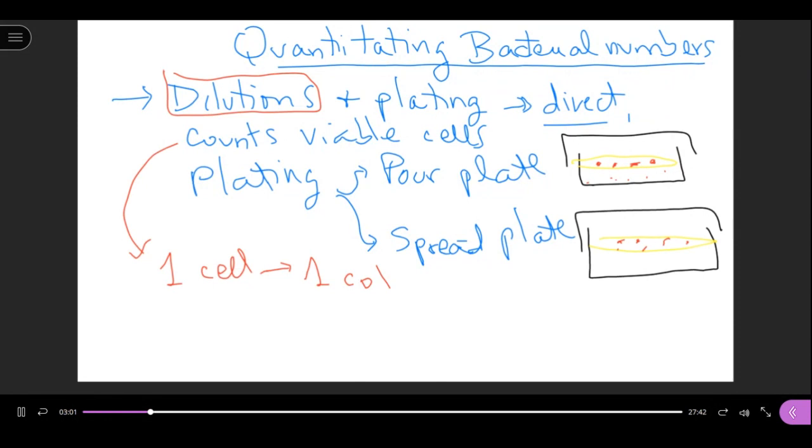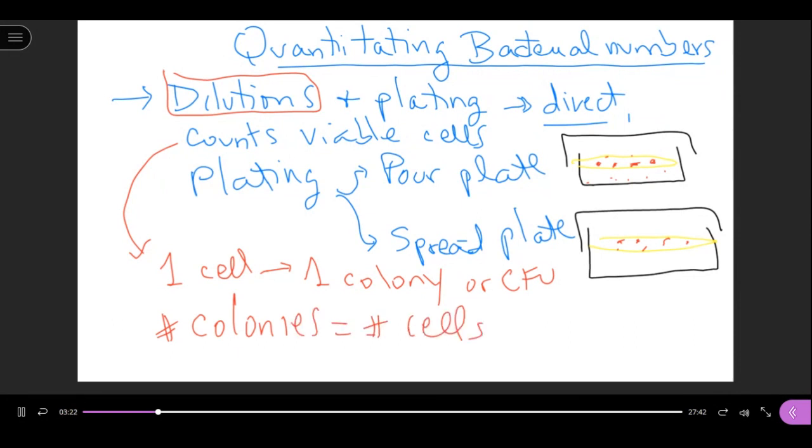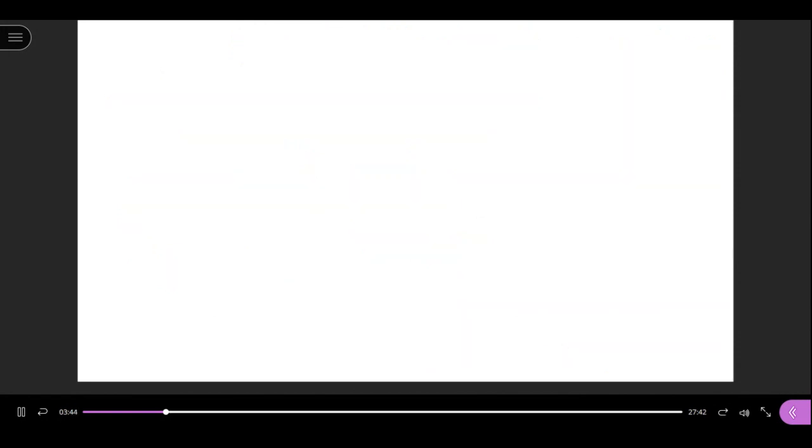The idea here is that each of the cells that fall on the agar is going to create one colony. So by counting the colonies, or CFUs, you're essentially counting the number of viable live cells in the volume of the diluted sample that was plated. Once you know how many cells are in the volume of the diluted sample plated, all you need to do is multiply by the dilution factor, account for the volume plated, and you have your CFUs per mil.